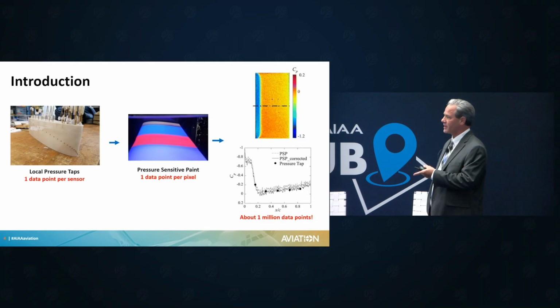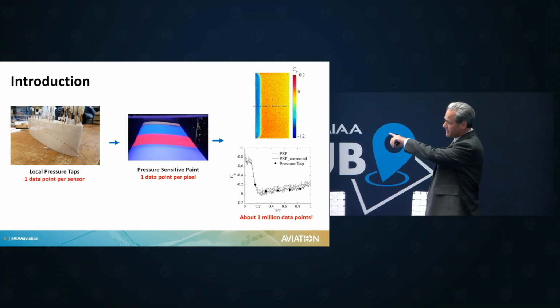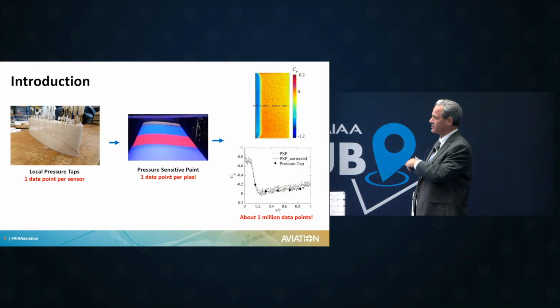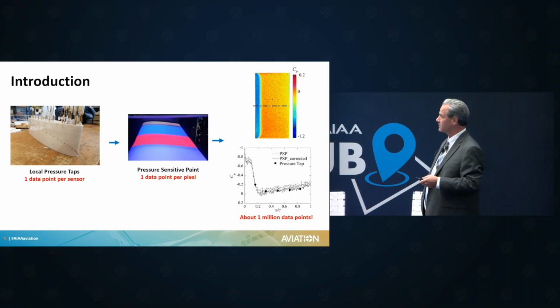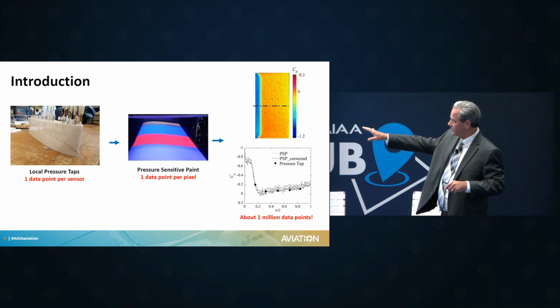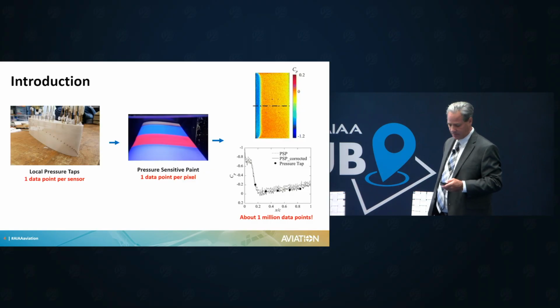So we have local pressure taps, which is one data point per sensor, and you can see there on the airfoil maybe 25 or 30 pressure taps. The same airfoil with pressure-sensitive paint derives one data point per pixel, and then you can see that instead of 30 pressure taps, you have approximately 1 million data points.